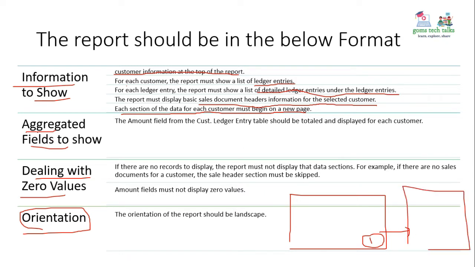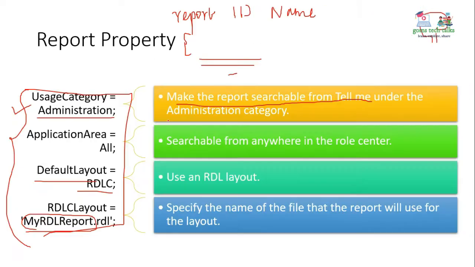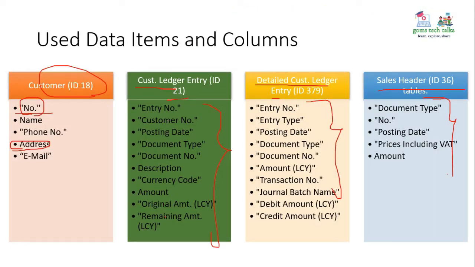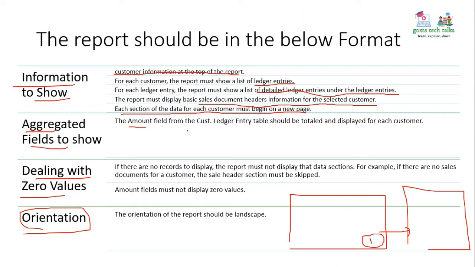Okay, and what field I should aggregate is the amount field from the customer ledger entry. So you can see that in the customer ledger entry here, I have the amount field, so this should be aggregated. Okay, it should be totaled, that is, it has to sum up and it has to show up for each customer.